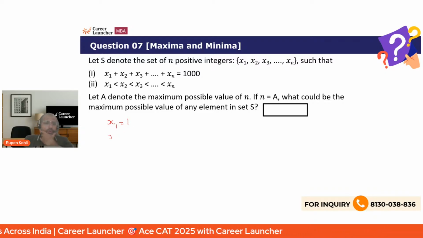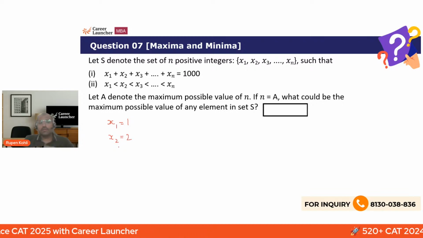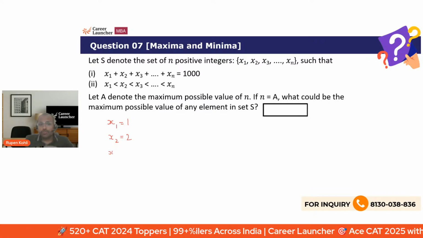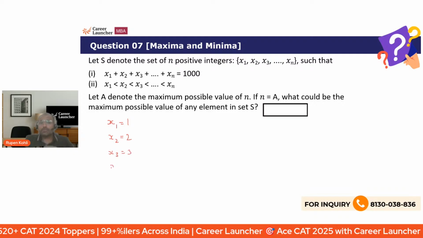Then we would want x2 to be its least possibility, which is 2, because we are trying to keep the values as small as possible. So after 1 we have to go to 2. We are forced to go to 2 because they are distinct. Then we are forced to go to 3. Then we are forced to go to 4.